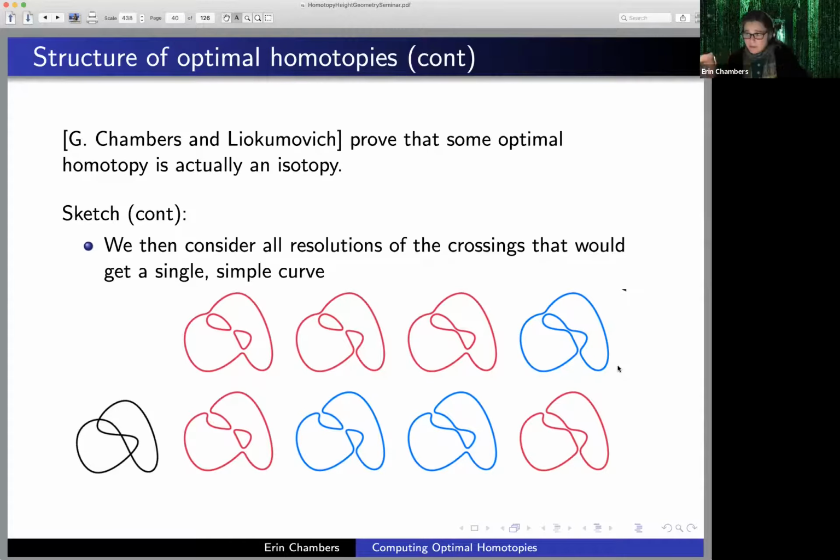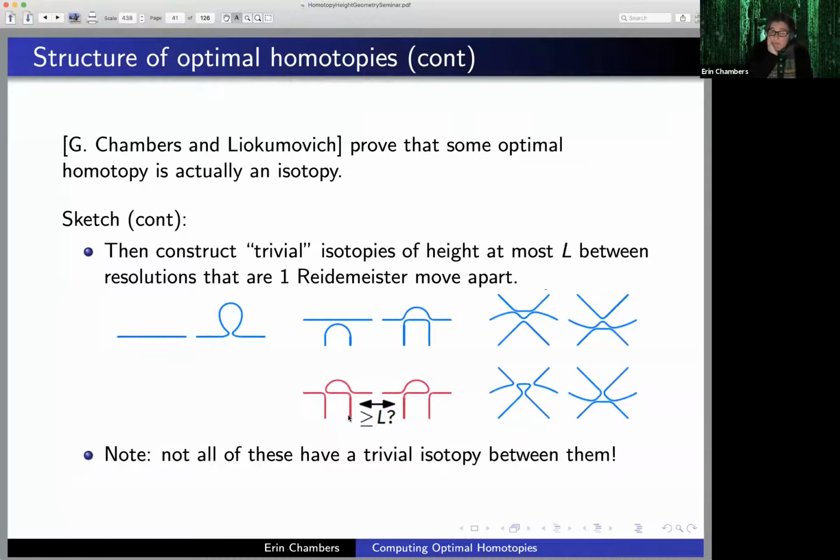that never introduces intersections. So you can do this for each one, but it's not entirely clear that there's a consistent way to do it. Okay, I choose this one, so does that mean the next one is then possible? And the next? These interrelate to each other. They're not independent. So they then build trivial isotopies of height at most L between good resolutions that are one Reidemeister move apart. For example, this to this, they literally build a graph and say, yep, this is a vertex, that's a vertex, they connect because I can get from one to the other and nobody gets longer.